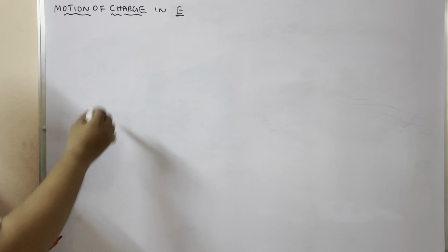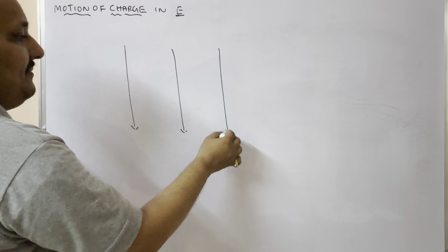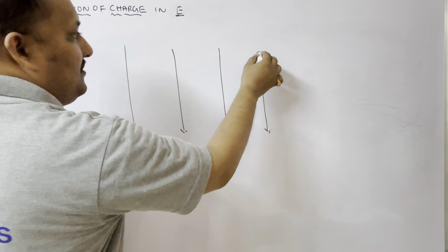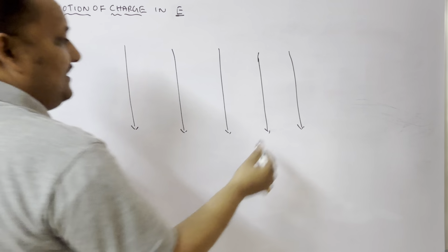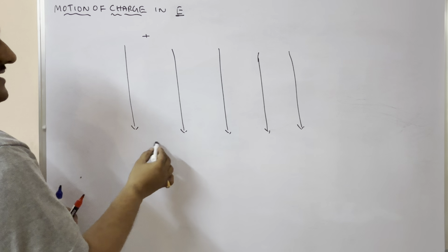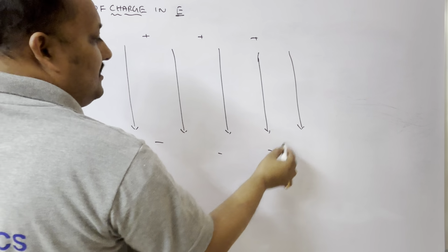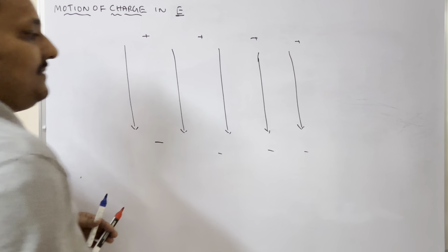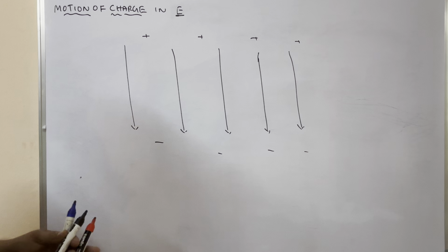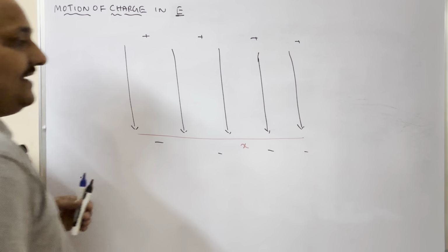Now this uniform electric field, let us assume like this. Uniform electric field means its magnitude and direction are going to be the same. So if you are taking electric field like this, here which charge is available? Always electric field direction is from positive to negative charge. Therefore, directions will be coming like this, isn't it? Now, this field is going to be applied over horizontal distance x.